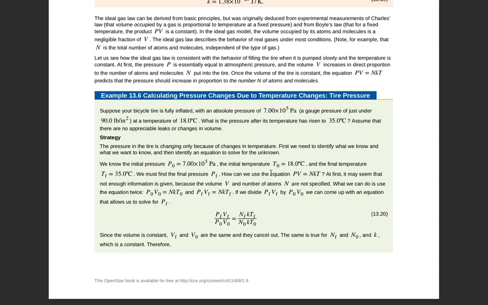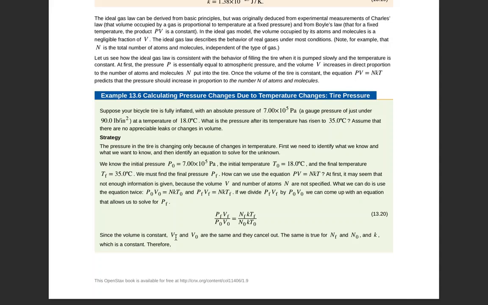So how can we use the equation PV equals nRT? At first, it may seem that not enough information is given because volume V and the number of atoms n are not specified. What we can do, though, is use the equation twice. You have the initial and the final, and if we divide PF VF by P naught V naught, we can come up with an equation that allows us to solve for PF.